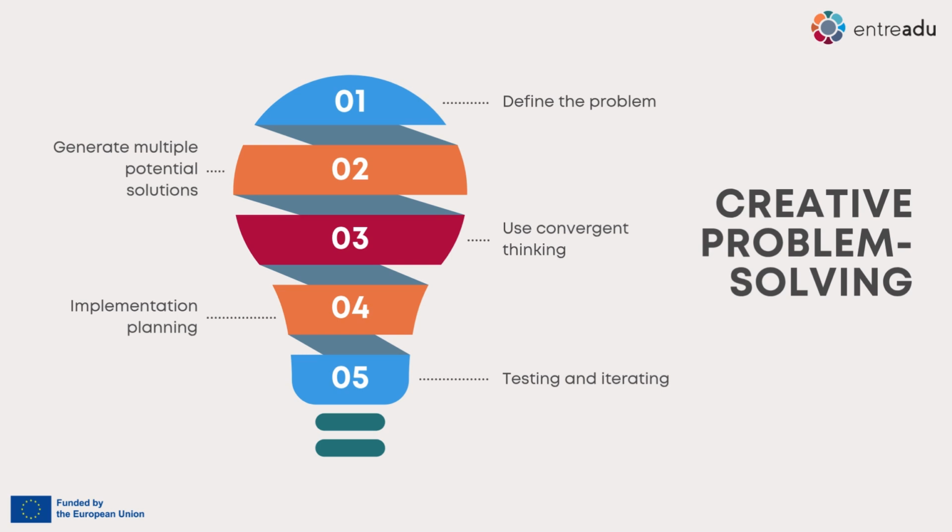Next, generate multiple potential solutions using the idea generation techniques we discussed. Third, use convergent thinking, where you evaluate and select the most promising solutions based on predefined criteria. Fourth, implementation planning. In this step, you have to develop an action plan for executing the chosen solution. The last step is testing and iterating. Try out the solution, gather feedback, and refine as needed.